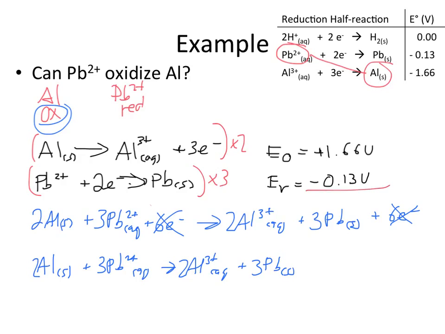We need to figure out if this is spontaneous or not. So to find E cell, we just add the two. Here we have plus 1.66, and we subtract 0.13 volts. So our E cell is positive 1.53 volts. Now again, the number right now doesn't really matter, but what does matter is our sign. In this case, we have a positive sign, so yes, this is spontaneous.